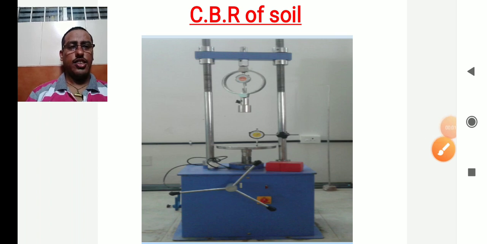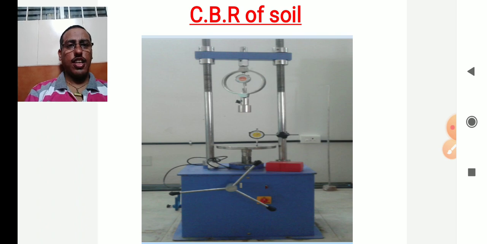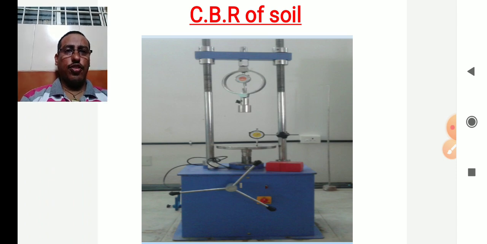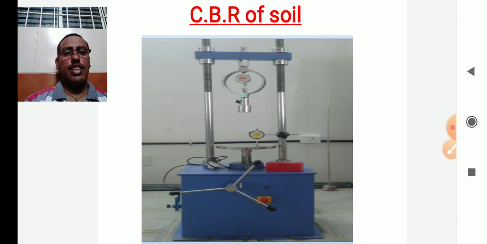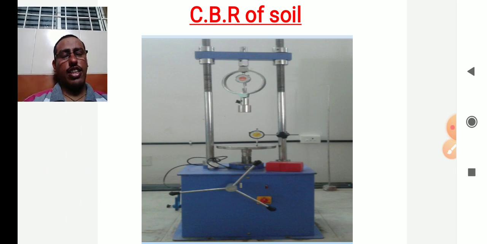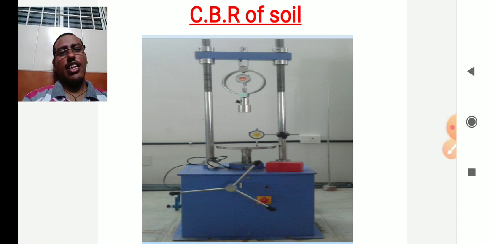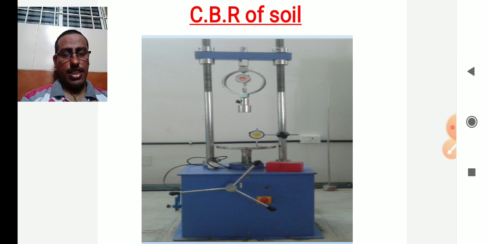Hello friends, today I am explaining the topic of CBR of soil, that is California Bearing Ratio of soil. The C means California, because this experiment was initially found in California. B means bearing, that means how much load it will bear, support, or resist. Load here means traffic load.